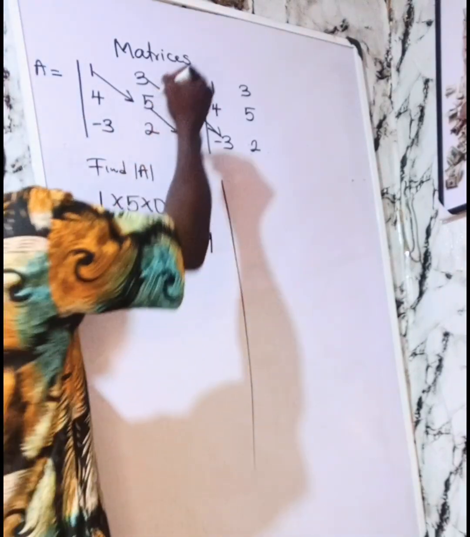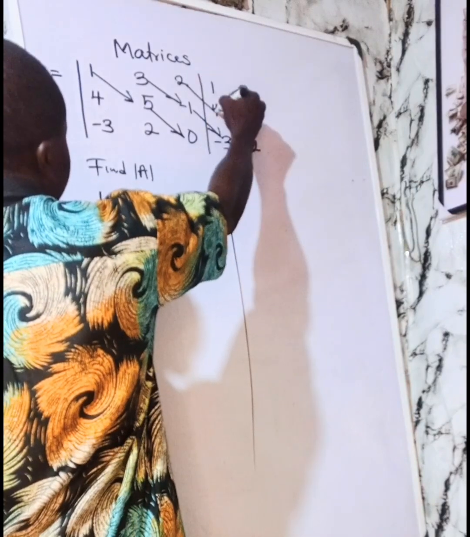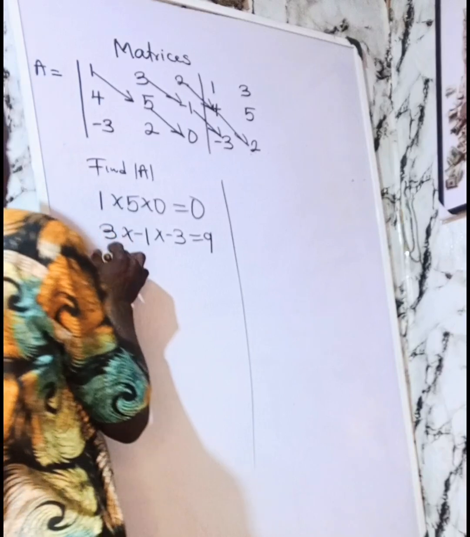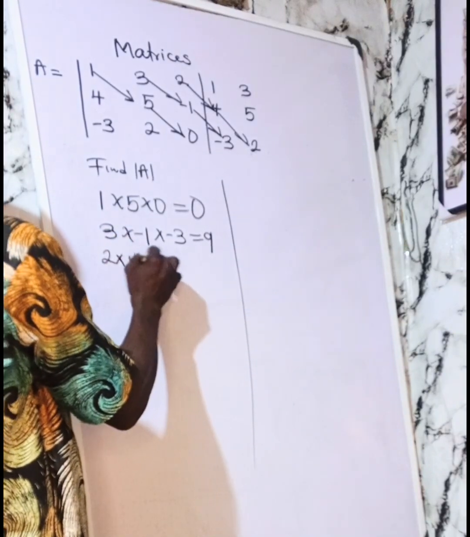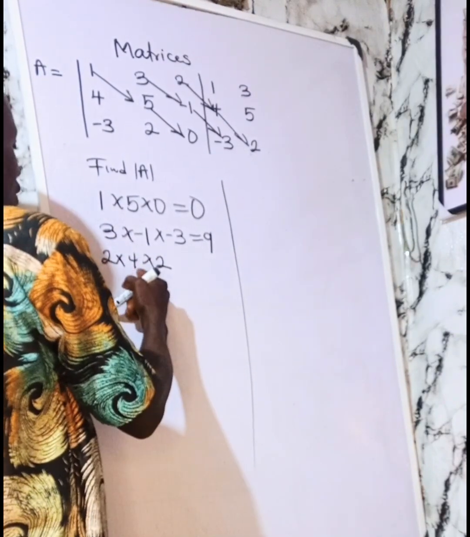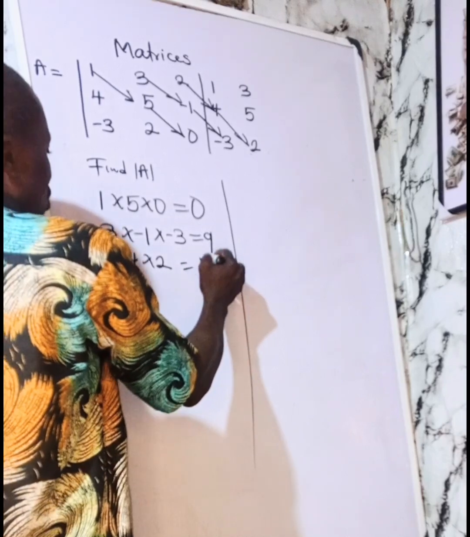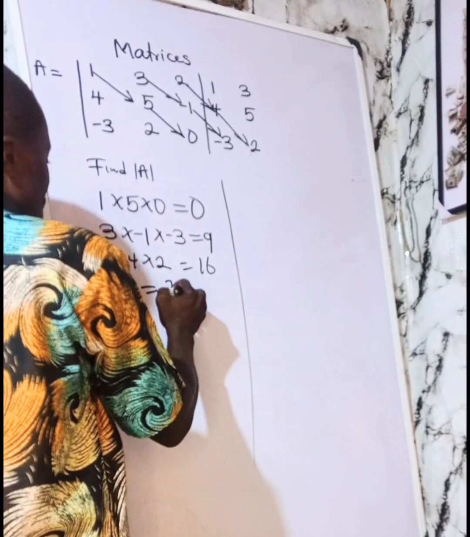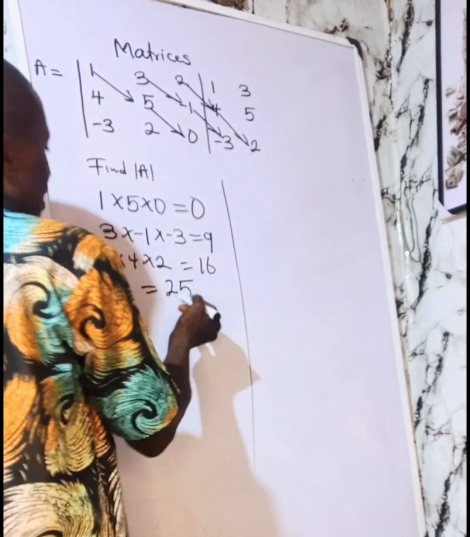Now we'll go for the third diagonal. It's going to be this way. Then to that, we have 2 multiplied by 4 multiplied by 2. 2 times 4 is 8 times 2. Everything will give me 16. So this side I'm having everything to be equal to 25. This is what I'm having here.